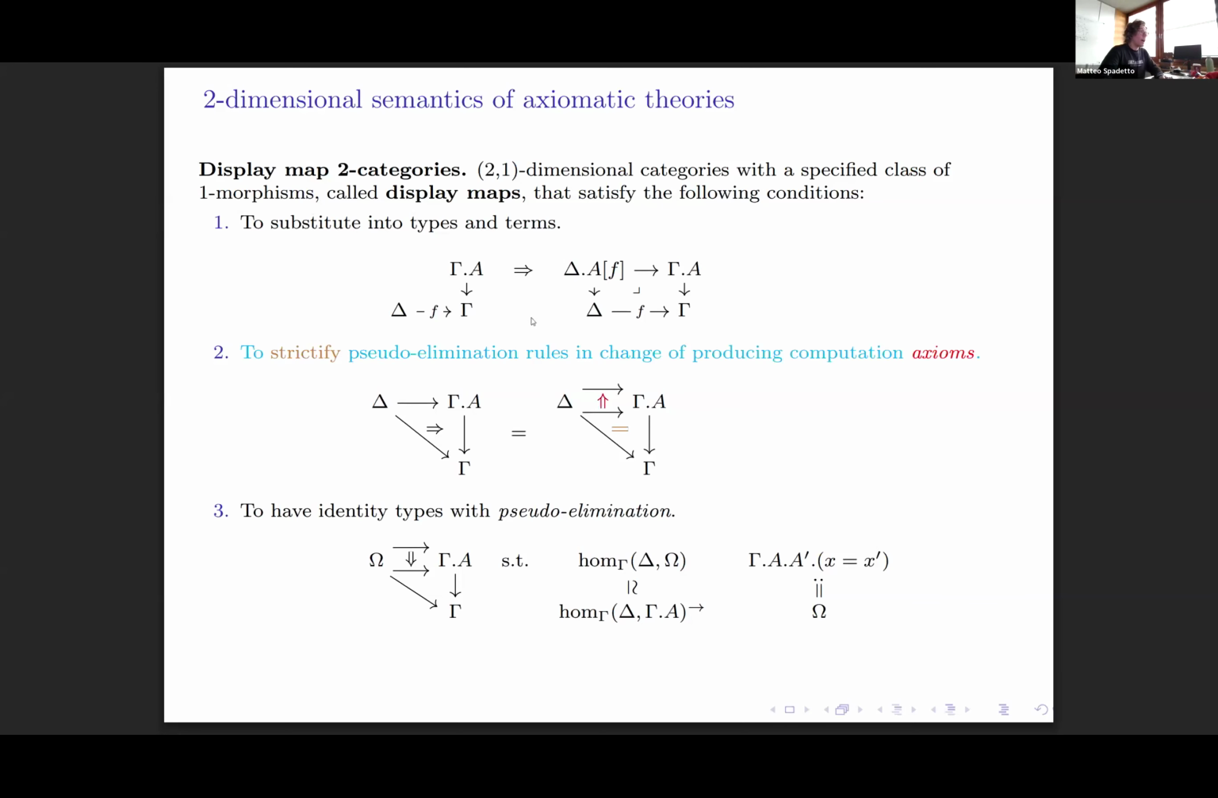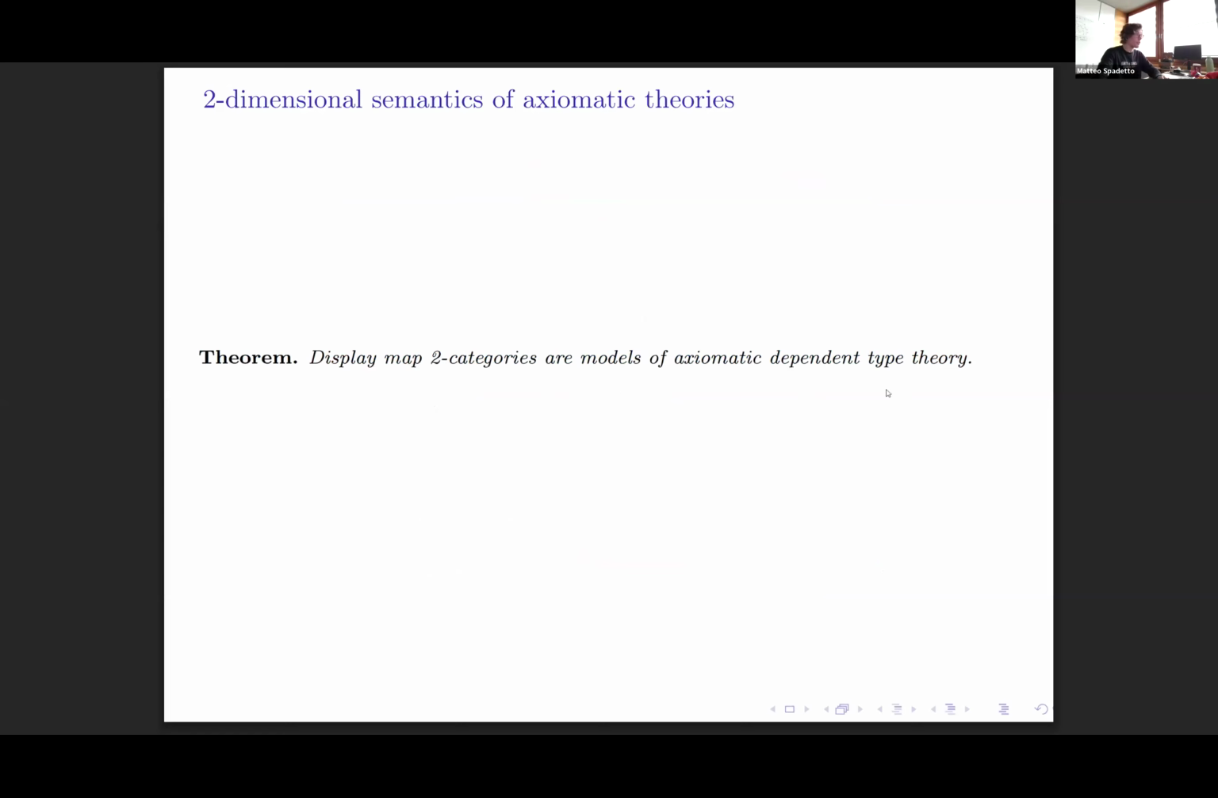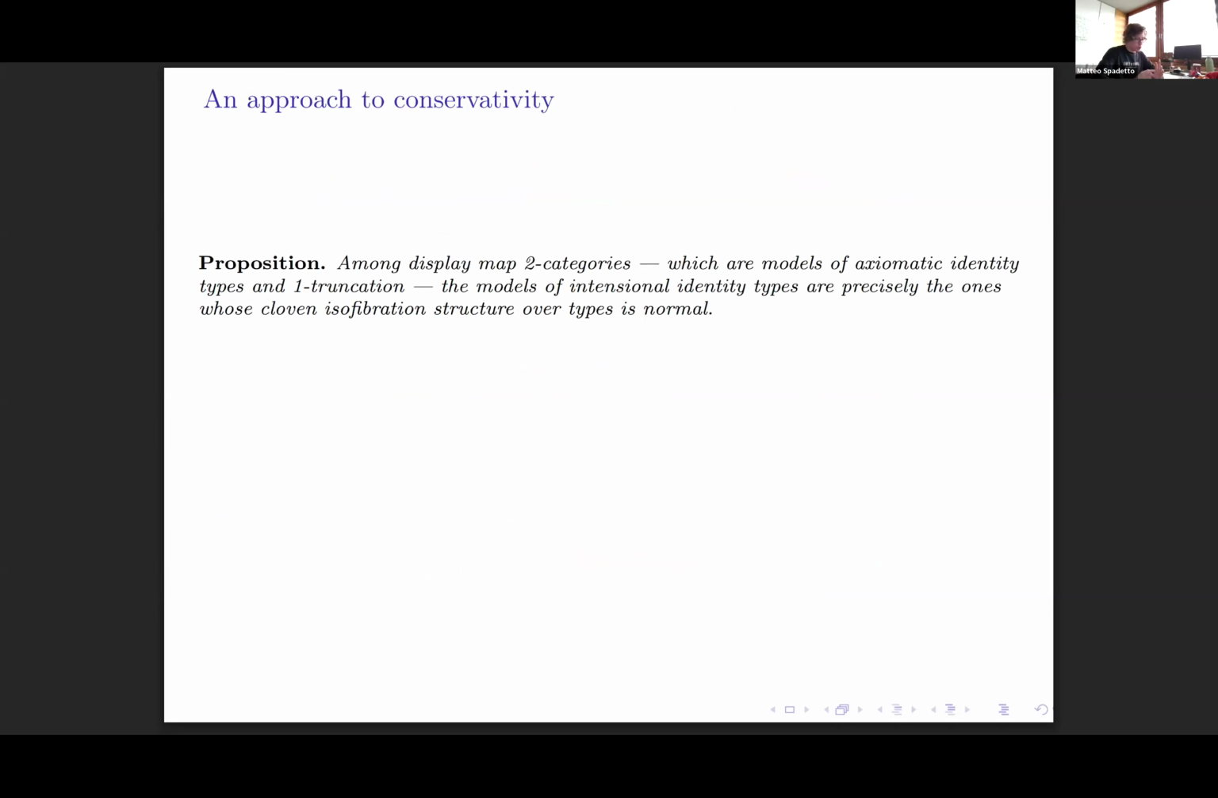Okay, so however, if you do have this condition, if you do have the normality condition, then this computation axiom becomes a computation rule and you validate intensional identity types. So we proved the following two things, that display map two-categories are models of axiomatic identity types and one-truncation. And I also sort of told you the idea why among these models of axiomatic identity types, the ones that are actually models of intensional identity types are precisely those whose cloven isofibration structure over types is normal.